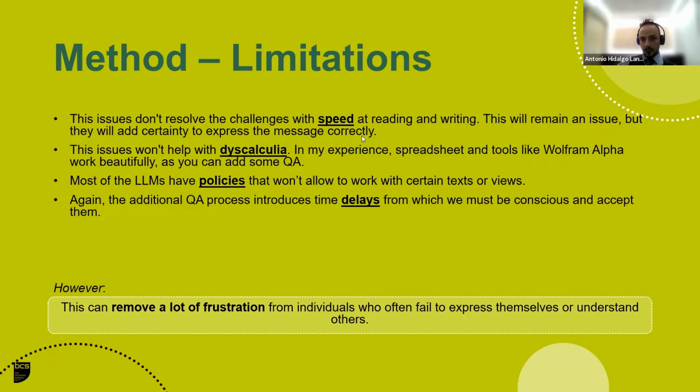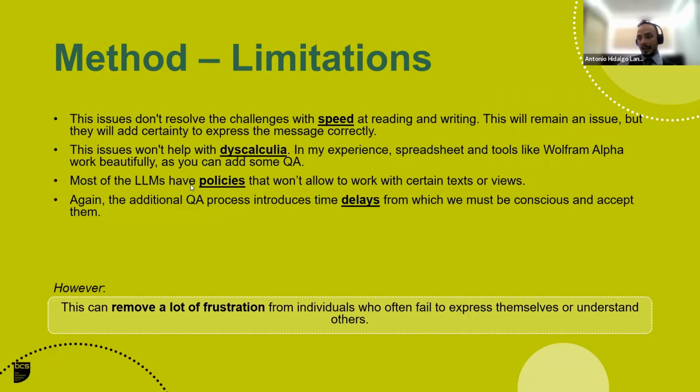Normally, I handle most of that with a spreadsheet, and I assume that Wolfram Alpha could work well too. There are certain limitations for LLMs.